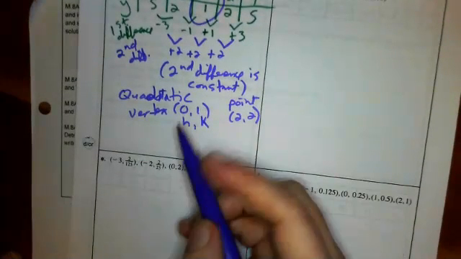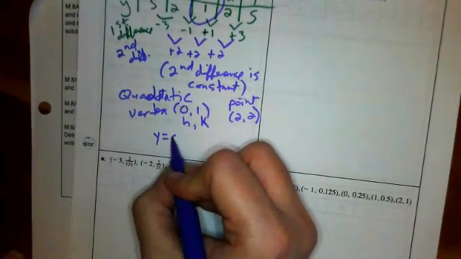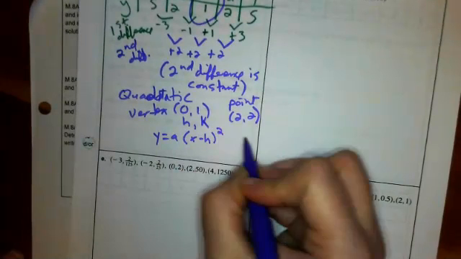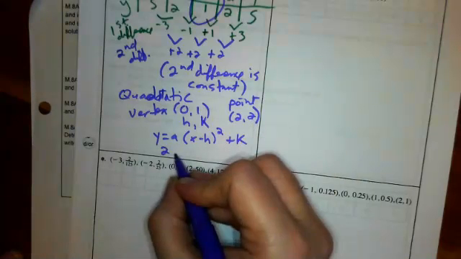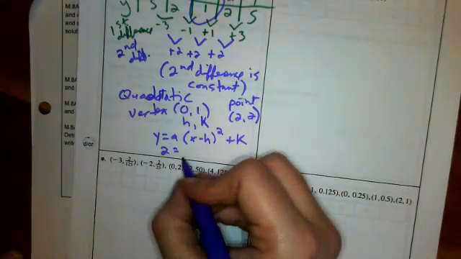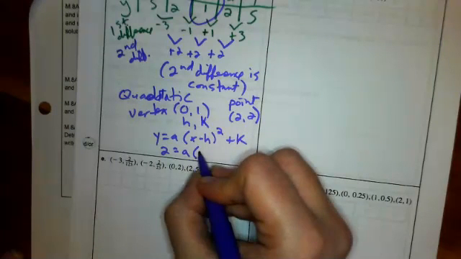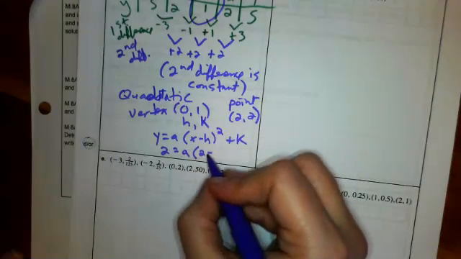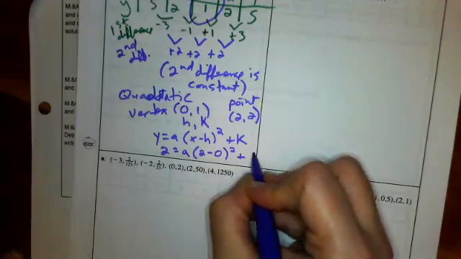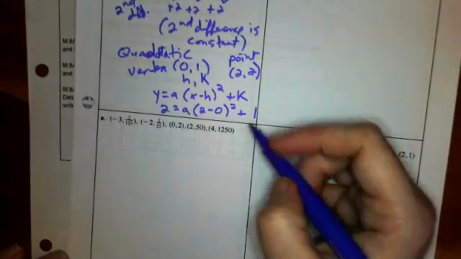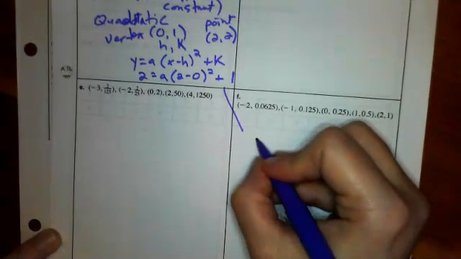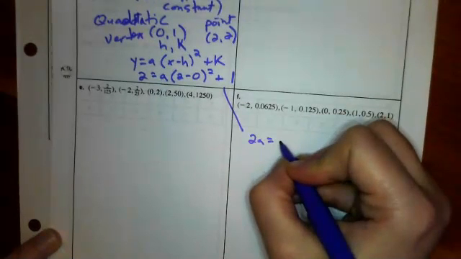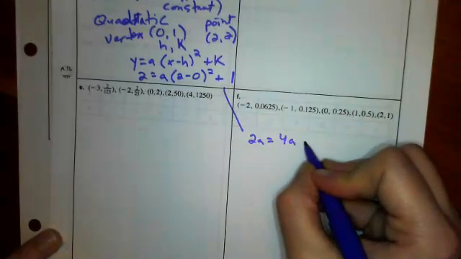We are going to say y equals a times (x minus h) squared plus k. That's going to be the easiest way to get this into quadratic form. So we've got 2, that's from my point, equals my a, which I don't know what my a is. That's what I'm looking for. I've got my x, which is 2, minus my h, which is 0, squared, plus 1, which is my k. Let me bring this over a little bit. We've got 2 equals 2 squared is 4, so we've got 4a plus 1.